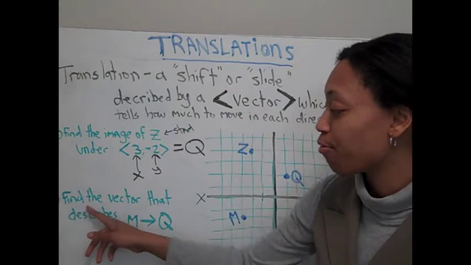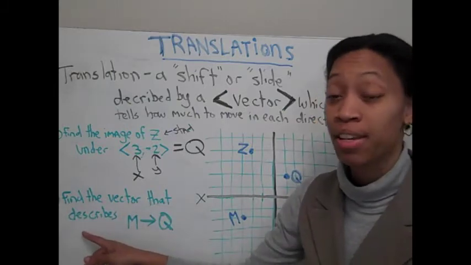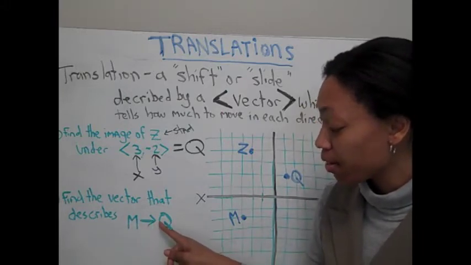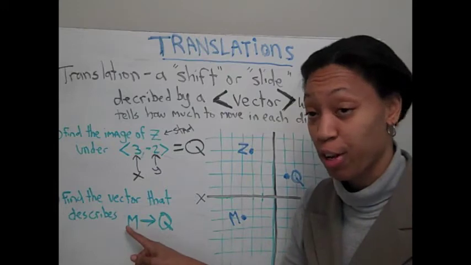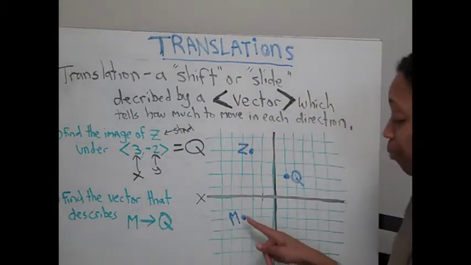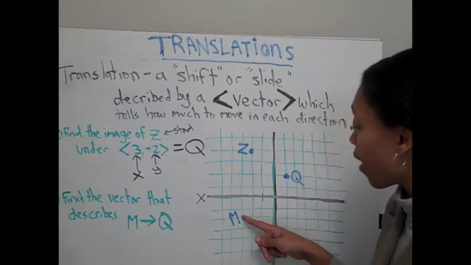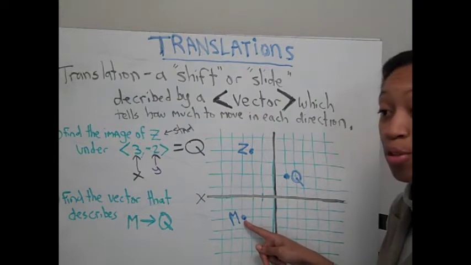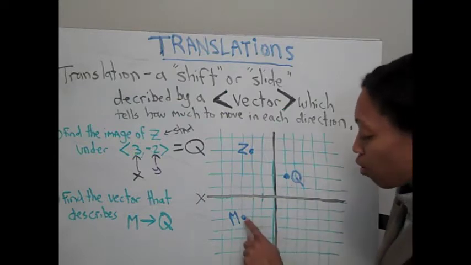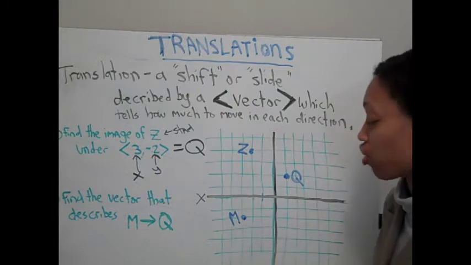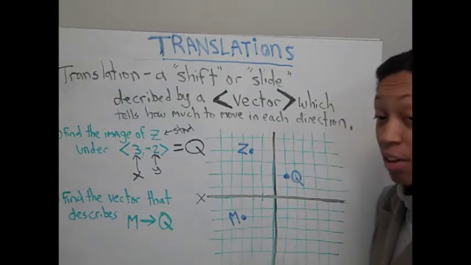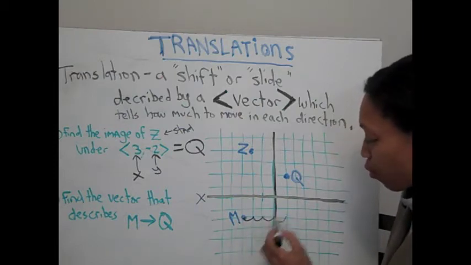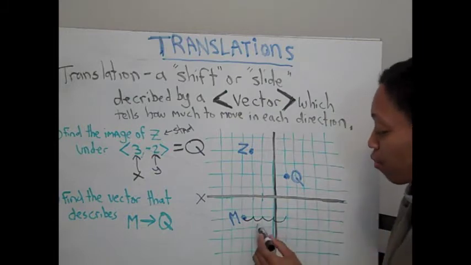Now, next example, find the vector that describes the translation that takes M, and this arrow means we're moving from M to Q. So what is the vector that goes from M to Q? Well, here's point M. If I start from point M, I'm trying to move and end up on point Q. How would I have to move to go from M to Q? Well, I'll start with how much I have to move in my x direction. It looks like in my x direction, I need to move over 1, 2, 3, 4. So I need to come over 4.